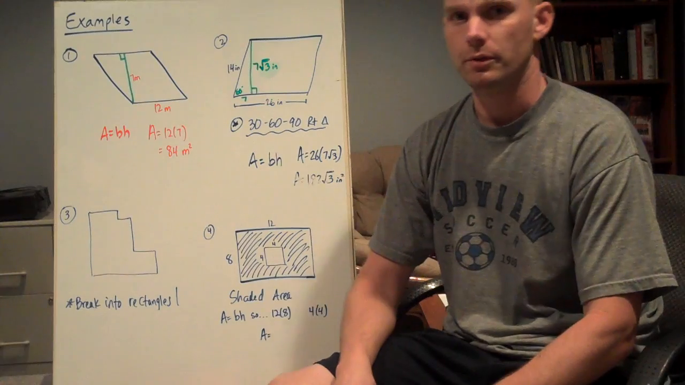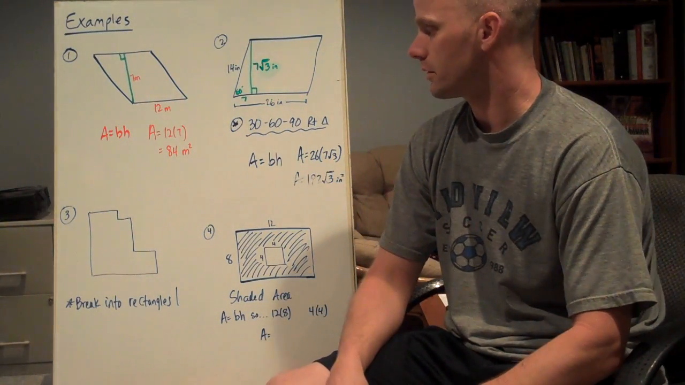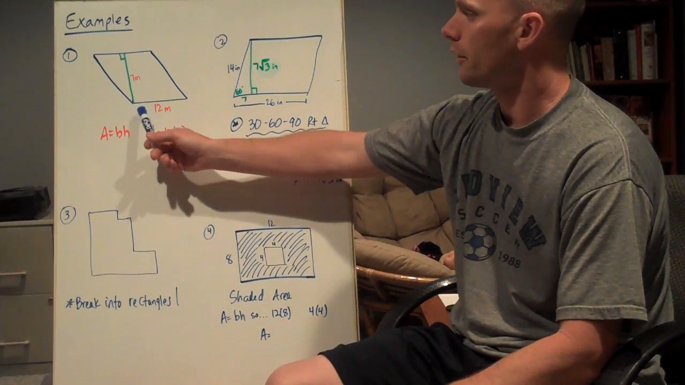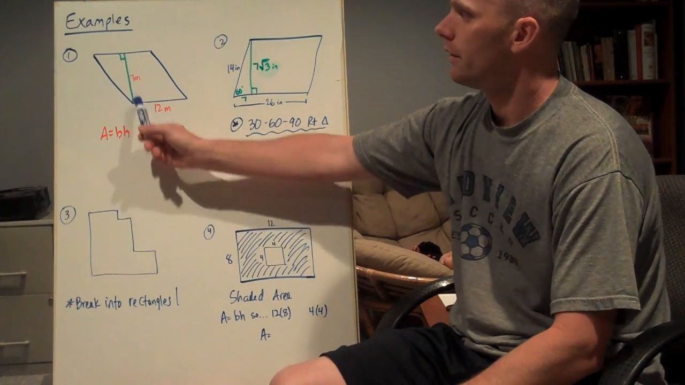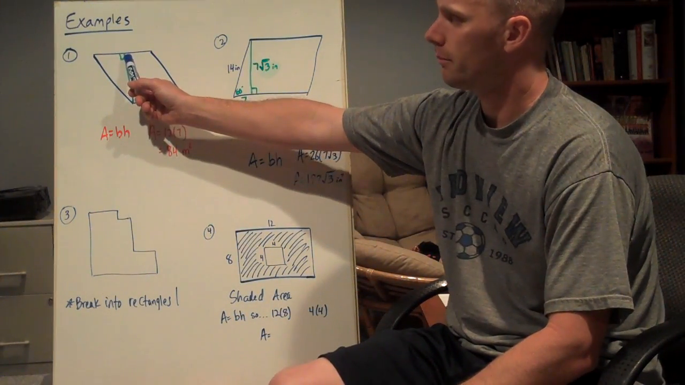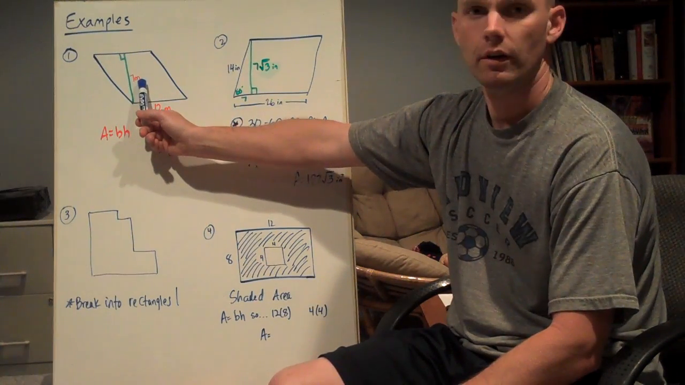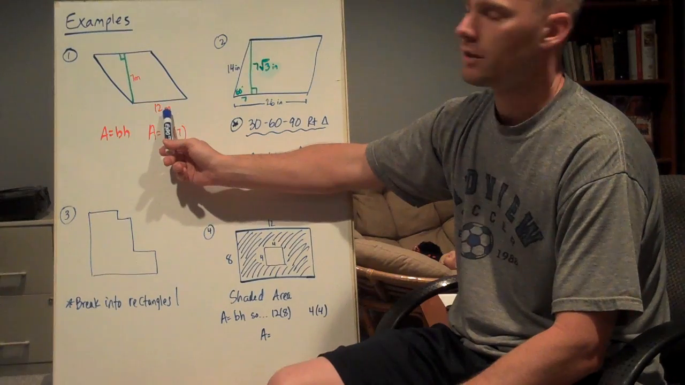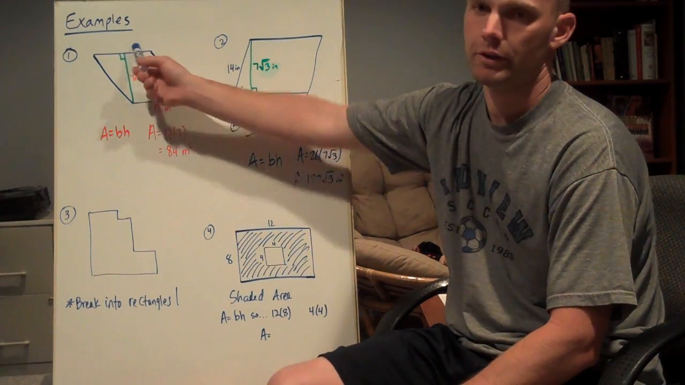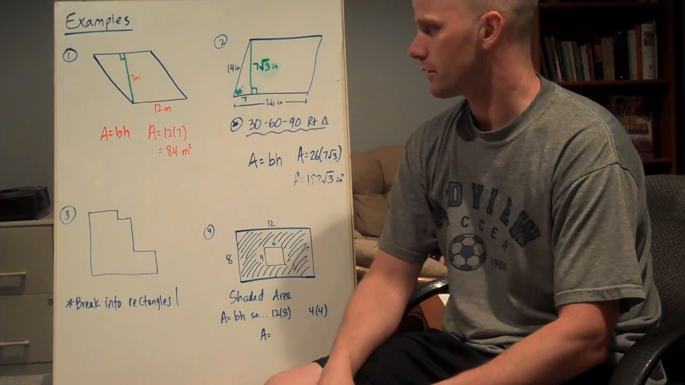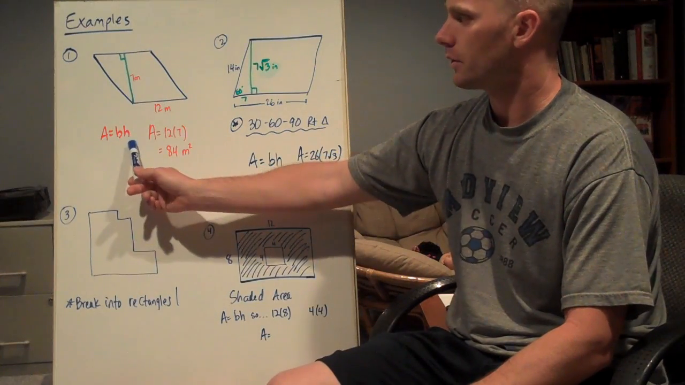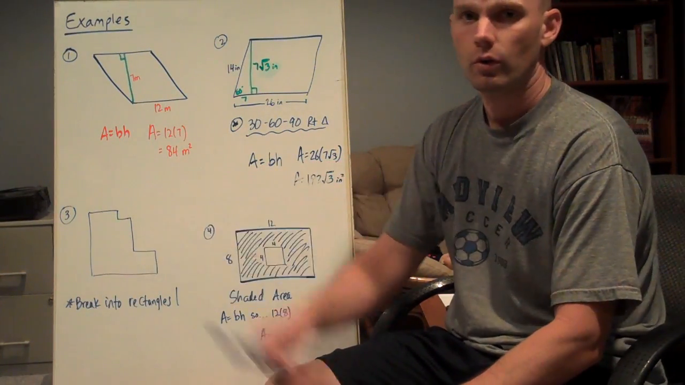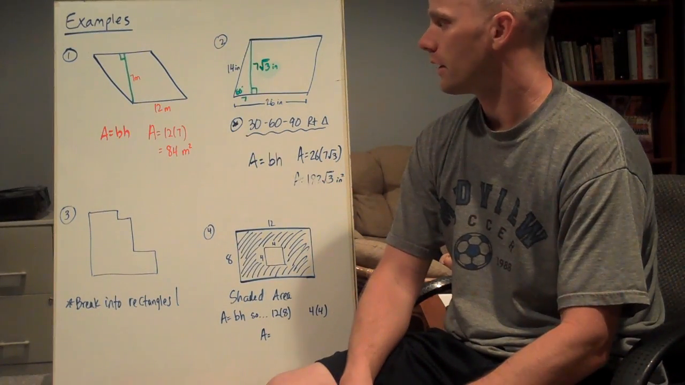I came up with a couple examples that will pretty much model the problems that you see on your worksheet. One right here, I've got a parallelogram, altitude coming up with a height of 7 meters. I know the length of this side is 12 meters, which means the length of the opposite side is also 12 meters. So the base is 12. Area is base times height, which means the area is 12 times 7, or 84 square meters.